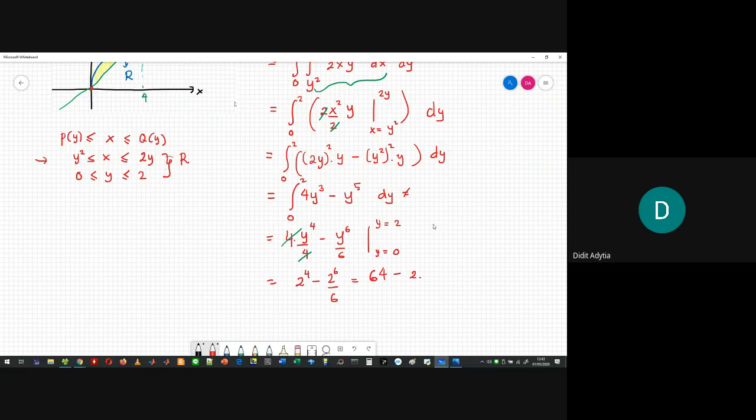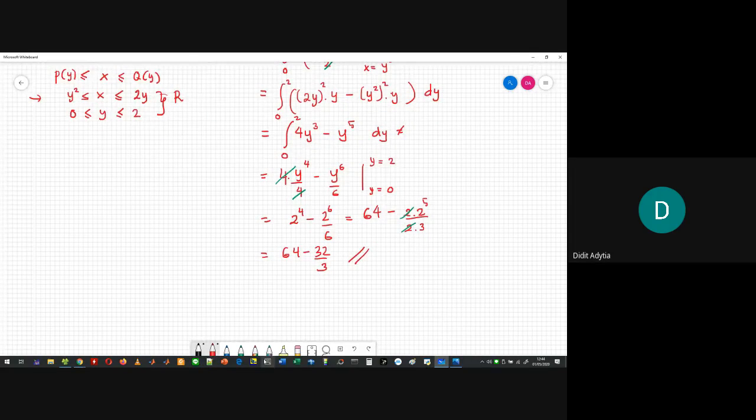2 times 2 to the power of 5. This is correct, right? And then 6, I break down as 2 times 3. So I will delete it. Okay, and then this one is 64 minus 2 to the power of 5. Okay, 2 to the power of 5, which is 32 divided by 3. Okay, so this one is actually the answer. You can write down this. Okay, so this is the answer of questions number 2B, 2C. Okay.